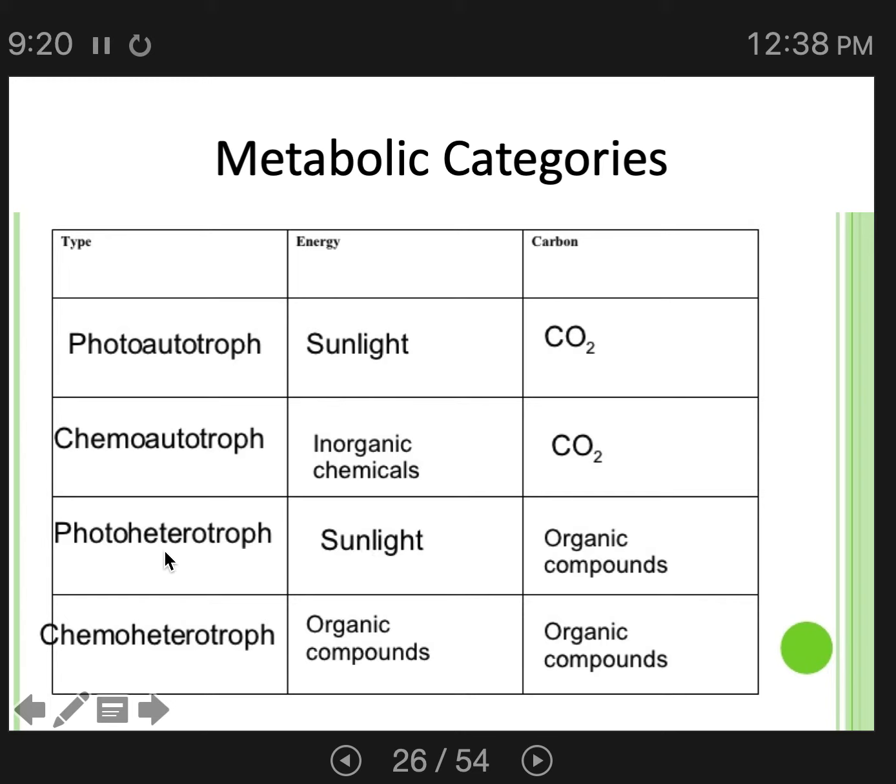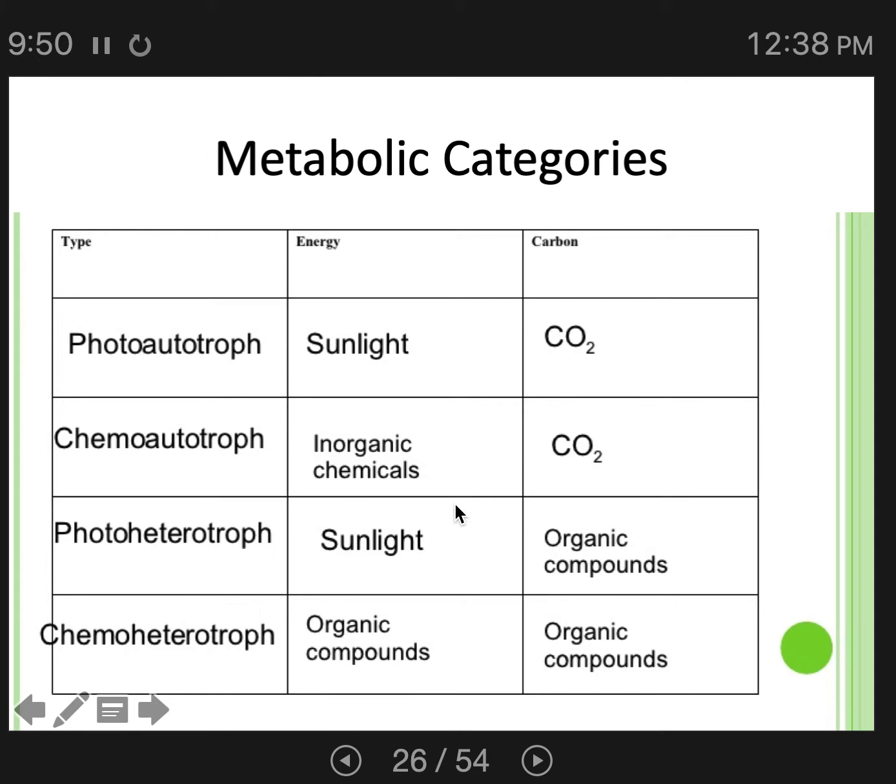You can look up photoheterotrophs on Wikipedia and you'll find things like purple sulfur bacteria that tend to live on the walls of rocks by waterfalls. It's a strange group, but there are a few organisms that do this, so we have to have a category for them. And then chemoheterotroph, that's what you are. These are organisms that get their energy from organic compounds like sugars and fats, and their carbon from organic compounds like sugars and fats. So we are chemoheterotrophs.